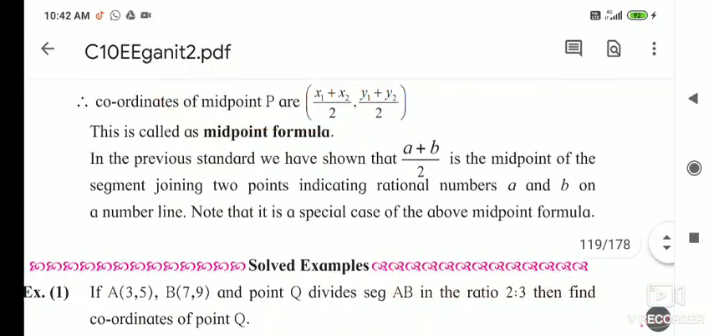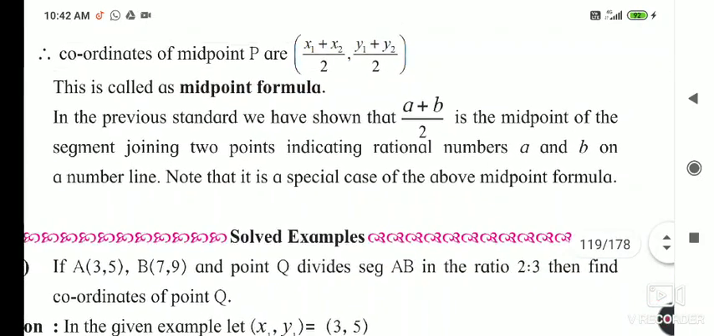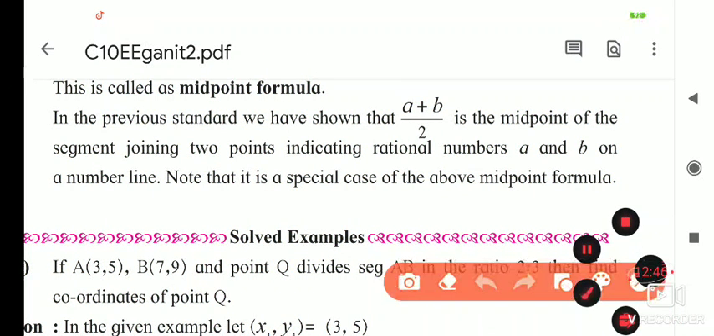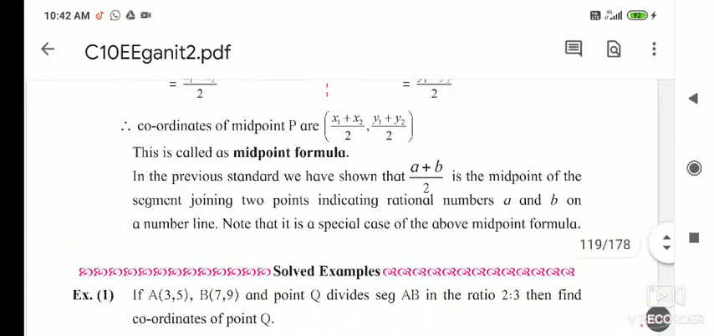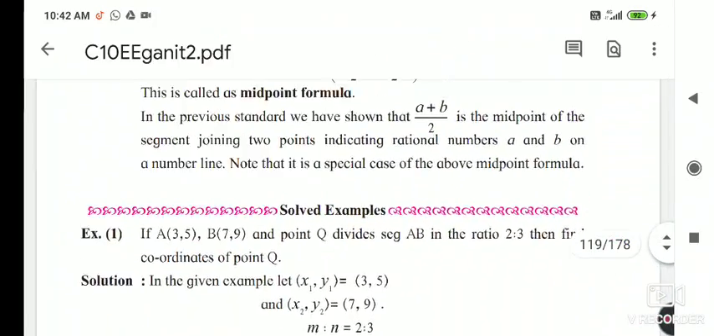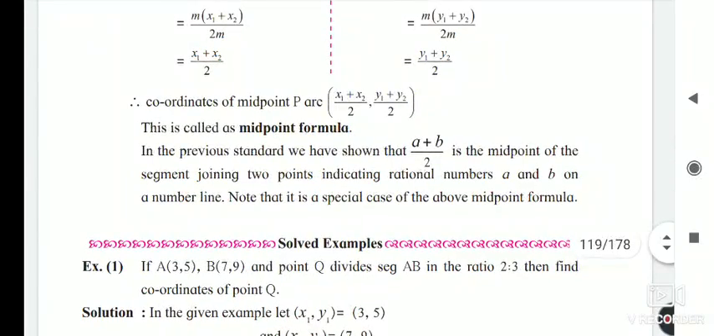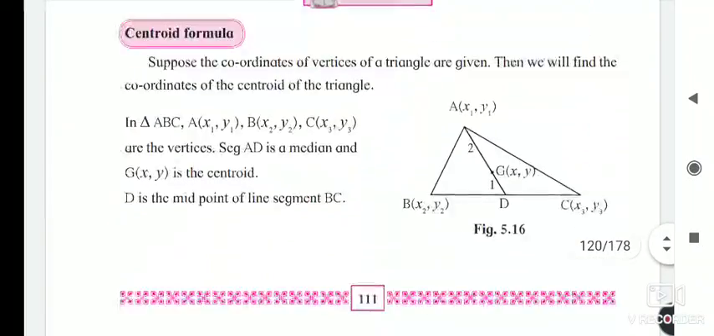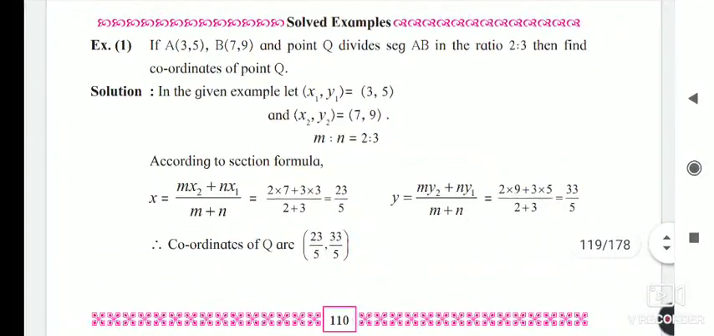Okay, in previous standard we have shown that (a plus b) upon 2 is the midpoint of the segment joining 2 points indicating rational numbers a and b on a number line. So it is regarding a number line, and it is the same for this, but instead of taking a and b's values, here we have to take the x2 and x1 coordinates. Okay, so first of all we will see the solved example.